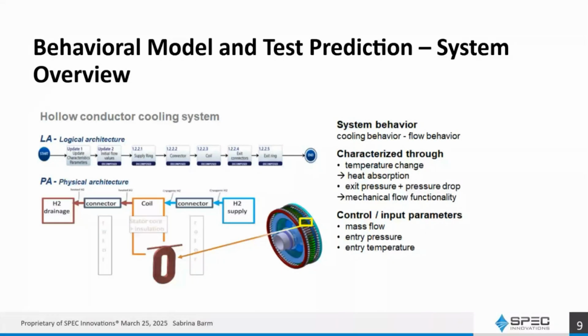Looking at the greater systemic context of the powertrain, we have the requirement that we need to operate the cooling system without an explicit pump. So we are required to have a certain exit pressure at the exit of the cooling system. And the control and input parameters of this cooling system are the mass flow of the cooling medium, the hydrogen, the entry pressure, and the entry temperature.